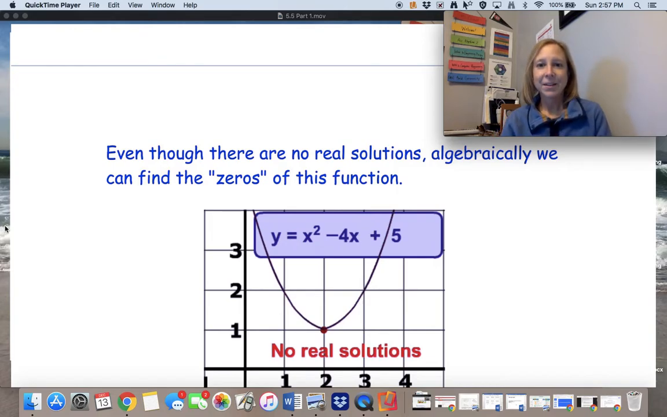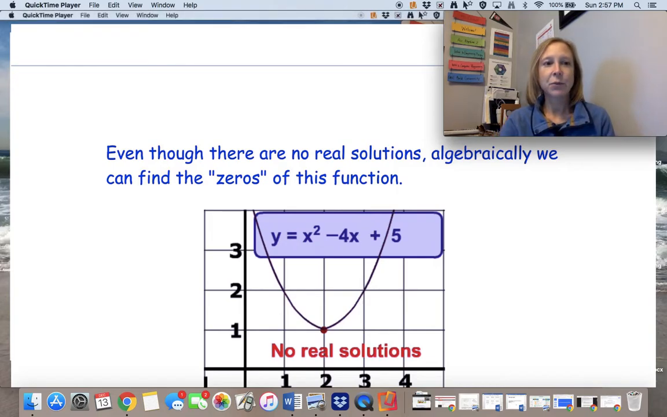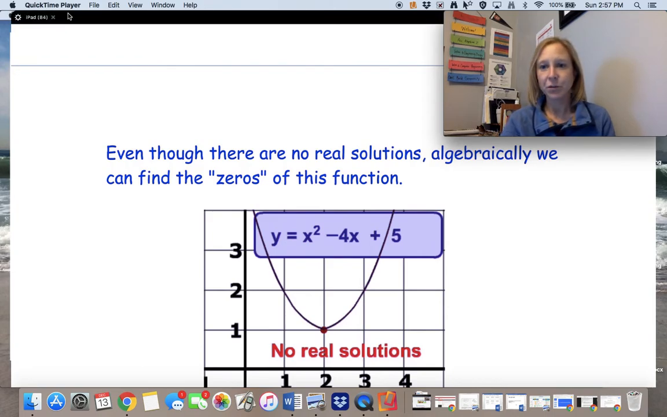Okay, so now we're going to look at times where we may have an imaginary solution to a quadratic equation. So here's an example of a parabola that does not cross the x-axis. So we would say no real solution.